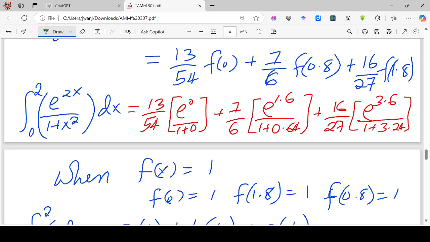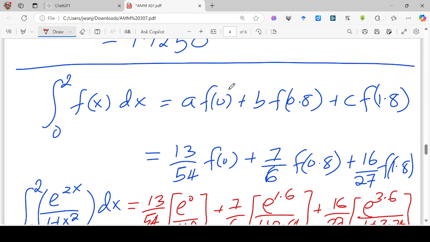And if we work this out, we get a value of 8.8793 approximately, correct to 4 decimal places. So that is the application of the method. Once the method is determined, it is just a matter of evaluating the value of the function at each of these points and then substituting. Then we get the solution. So basically that is how we can solve such a problem.